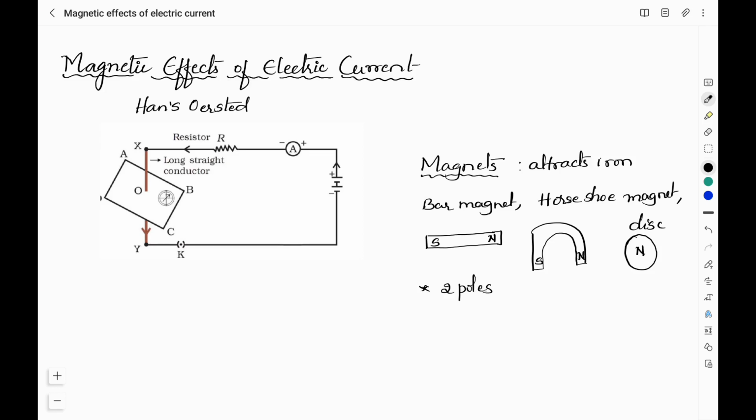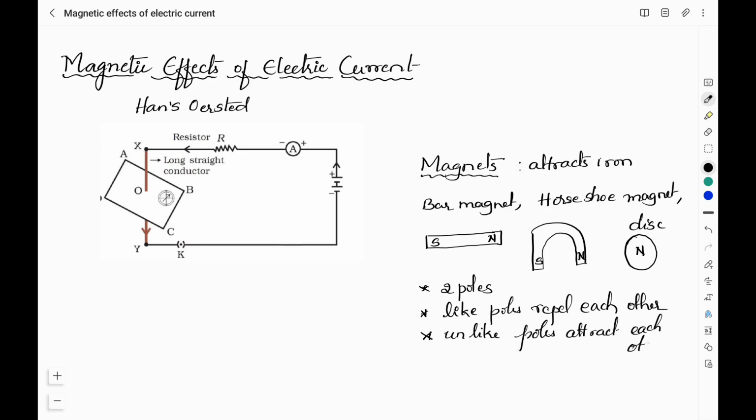Every magnet has two poles, north as well as south pole, and like poles repel each other. It means when you bring two magnets with their north poles together or south poles together, they will repel each other. And unlike poles, meaning the north and south pole of two magnets, will attract each other. So these are the properties of the magnets. All magnets have two poles. Like poles repel each other, unlike poles attract each other.